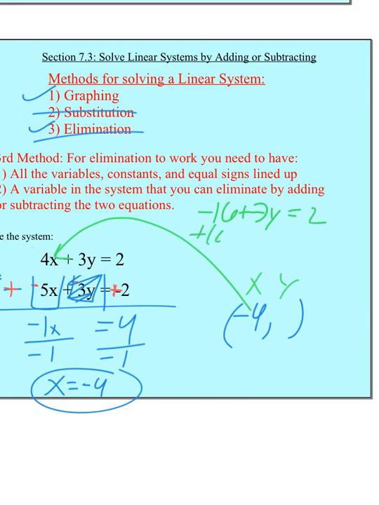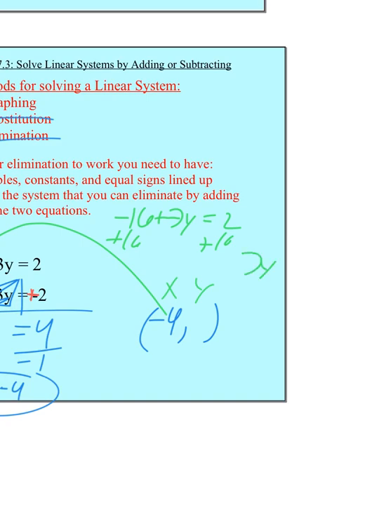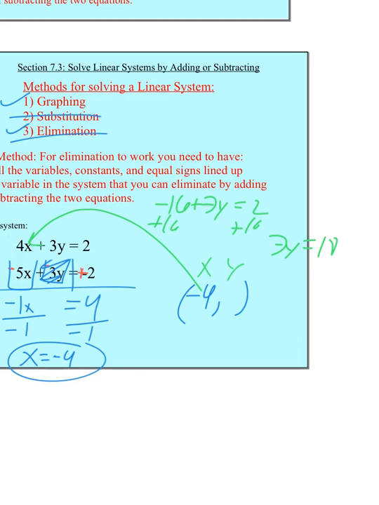Okay, I would add 16 to both sides to keep solving this one. So 3y equals 18. Divide both sides by 3. And I'm going to get y equals 6. So my answer is negative 4, 6.